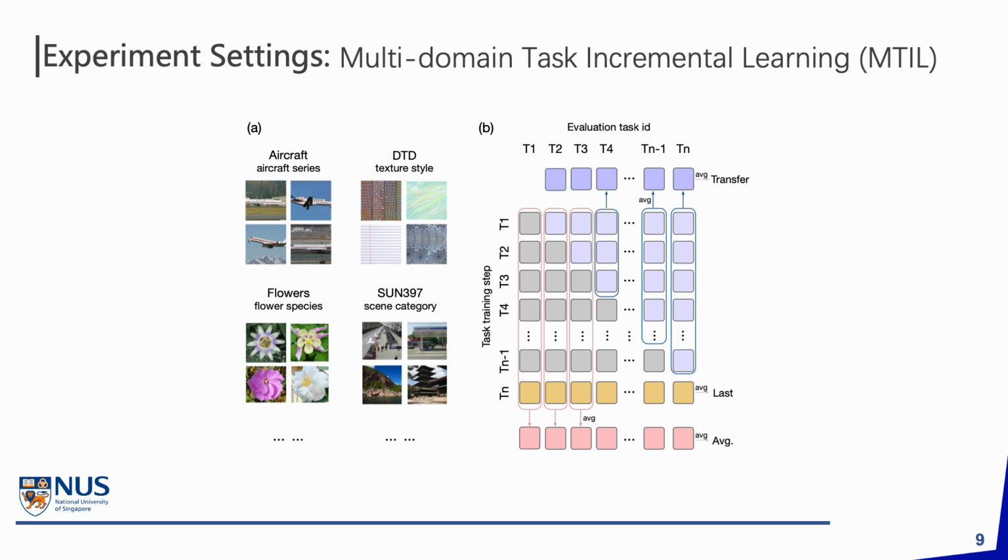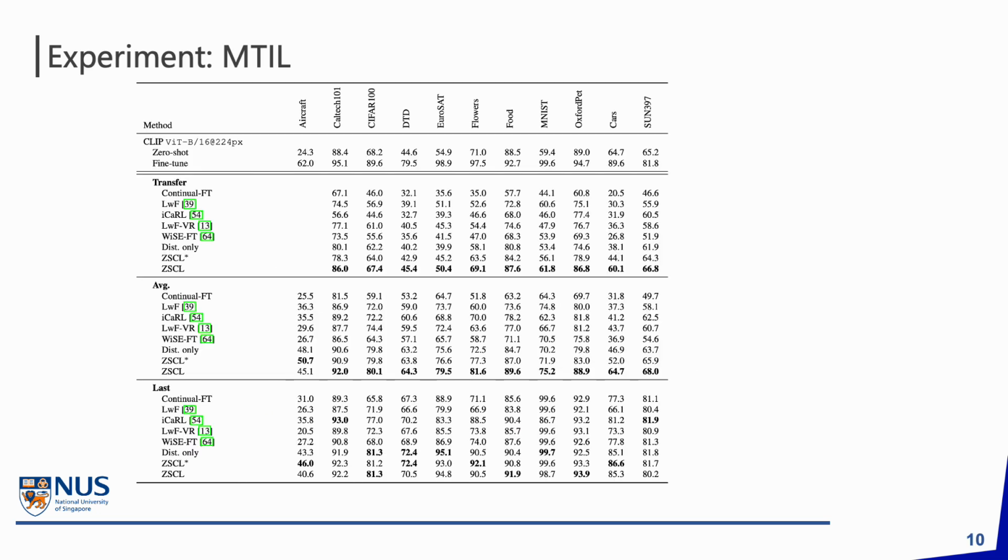The traditional continual learning setting is too easy for vision language models. Thus, we propose a harder benchmark, multi-domain task incremental learning. The left figure shows that this MTIL benchmark consists of tasks from different domains, while the right figure illustrates how to calculate the metrics of transfer, average, and last during the continual learning. A detailed explanation can be found in the paper.